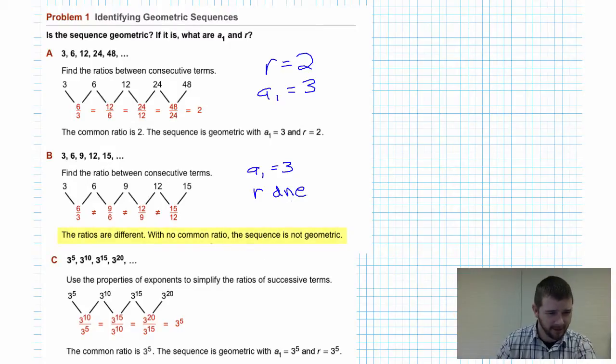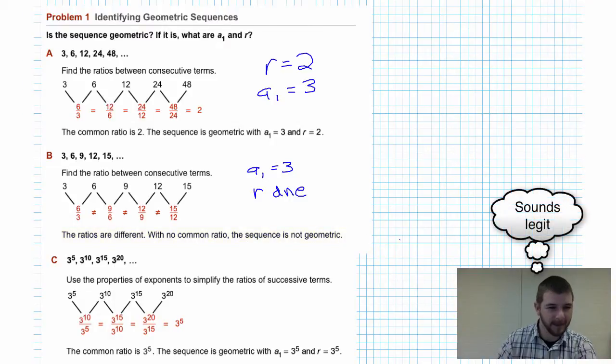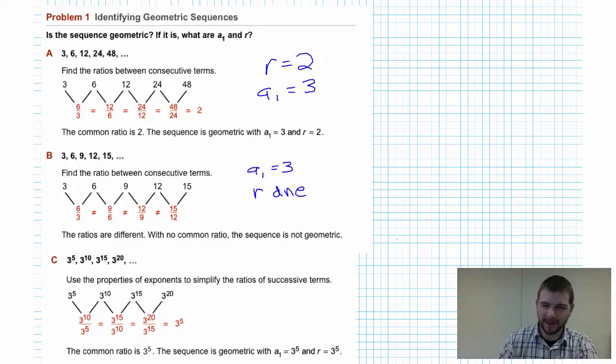And let's check out the book's response. The ratios are different. With no common ratio, the sequence is not geometric. And C: 3 to the 5th power, 3 to the 10th power, 3 to the 15th power, 3 to the 20th power. So let's really consider what's going on here. Well, if our first term a sub 1 will be 3 to the 5th power.